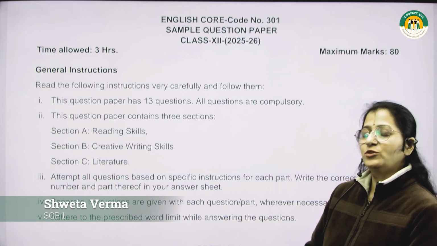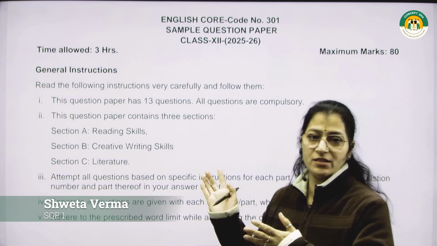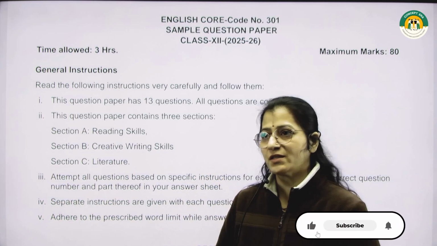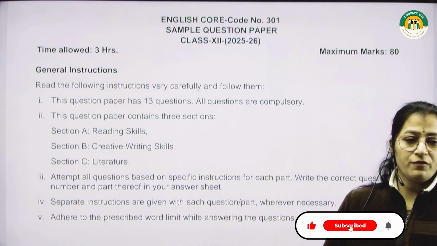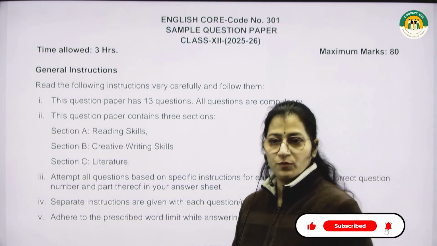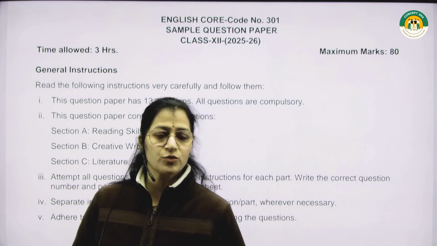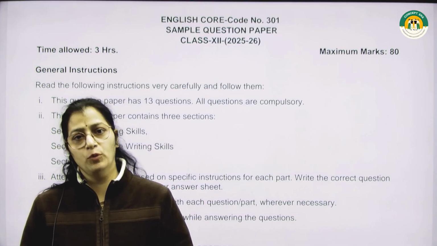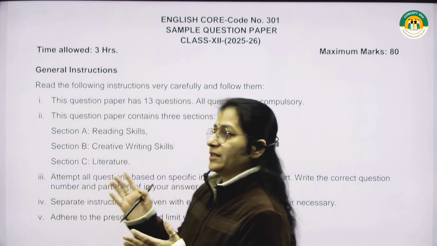Hello students, today we are going to have a look at the sample paper published by CBSE 2025-26. It is published by CBSE to help students score good marks in their board exams. So let's start this paper.